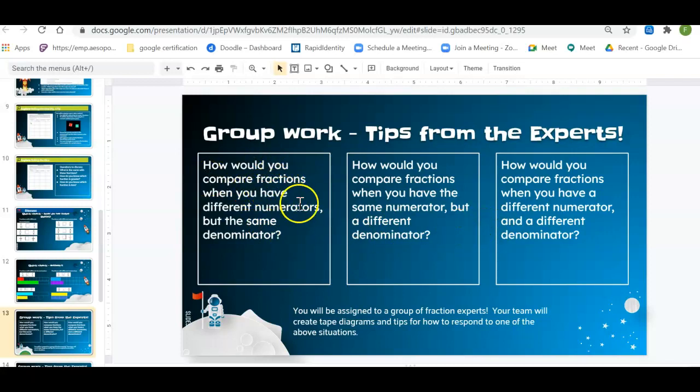The first one, how would you compare fractions when you have different numerators but the same denominator? So we've already discussed this one on the previous slide. How would you compare fractions when you have the same numerator but a different denominator? We've discussed this one. How would you compare fractions when you have a different numerator and a different denominator? And we've done examples of this one too. So if you need to go back to the previous slide, go ahead and go back, but I want you to answer these in your notebook.